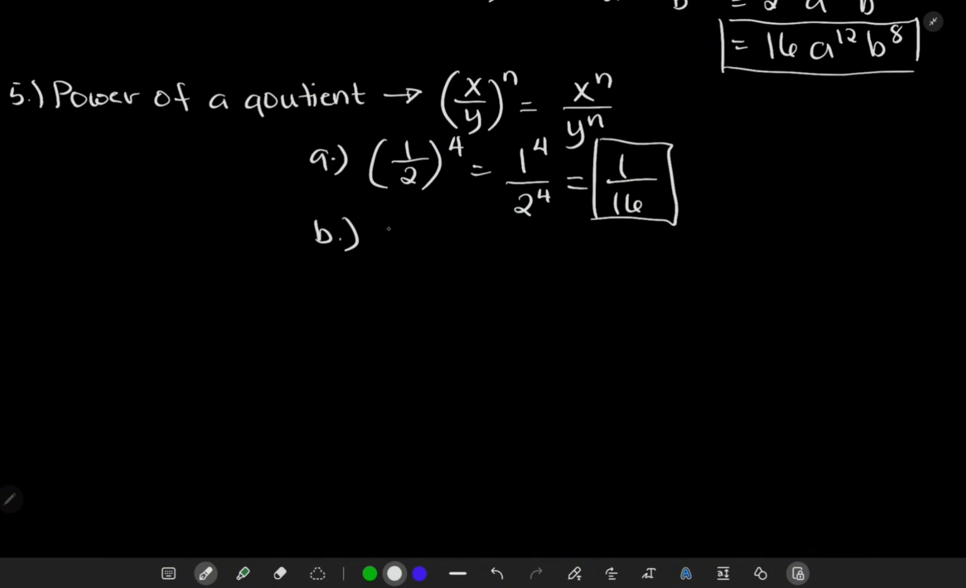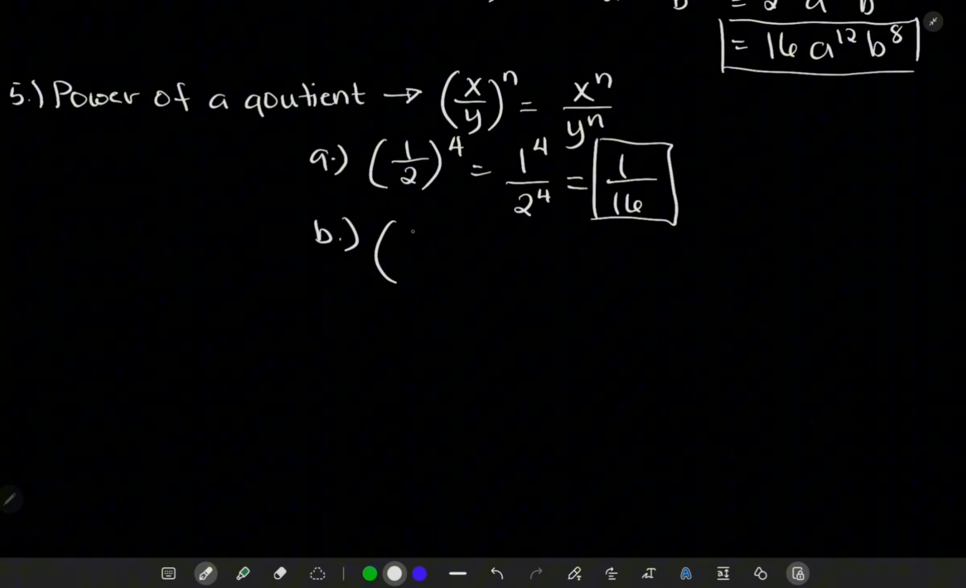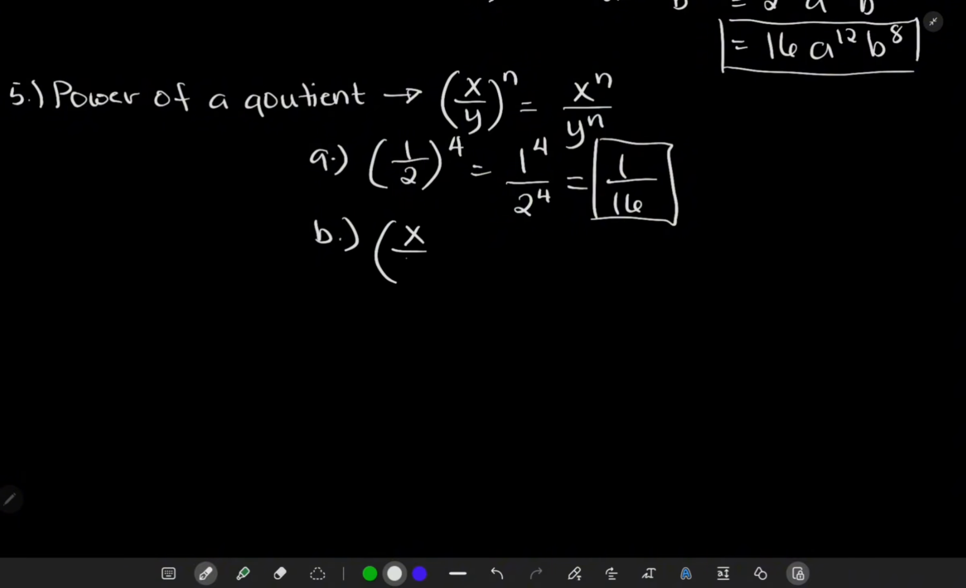Now how about if we have, let's say we have the quantity of x all over y raised to the 6th power. So again, just imagine na may invisible 1 dyan. So we have x raised to 1 times 6. And then y raised to 1 times 6. So therefore, we have x raised to 6 all over y raised to 6.